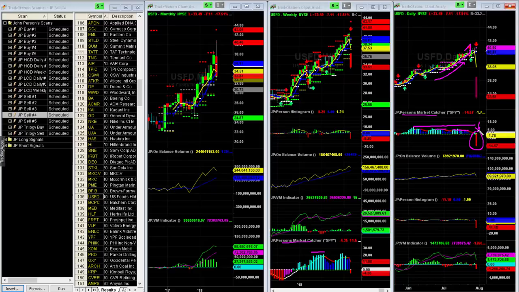It made subsequent lower highs on this whole rally. You had a little doji-ish pattern here on Thursday. Friday, the market traded a little lower, but then today, wallop.